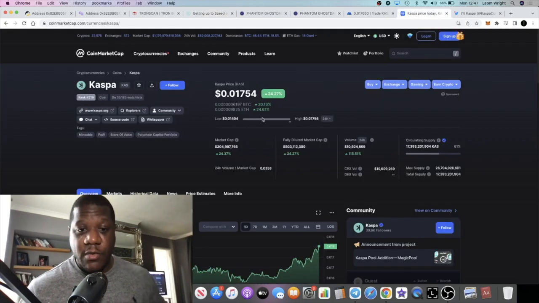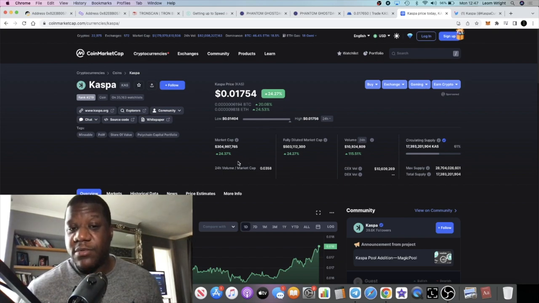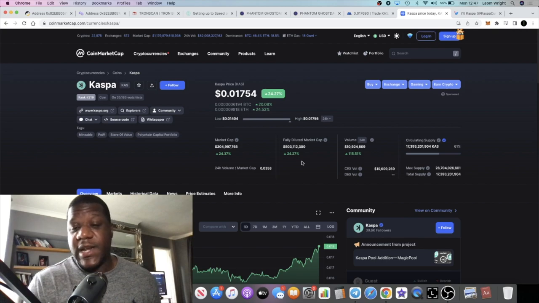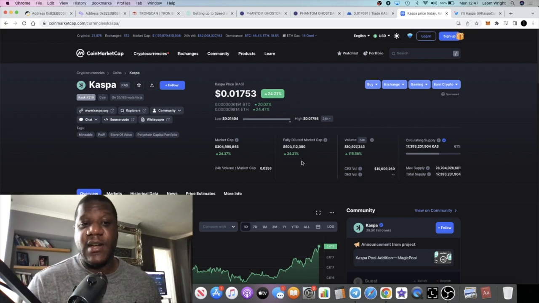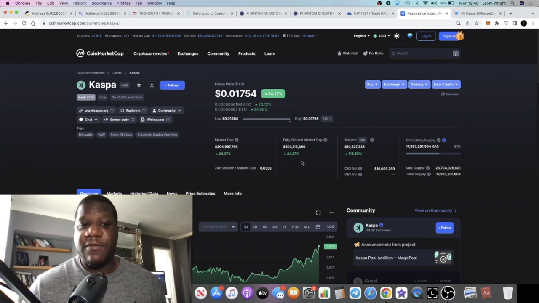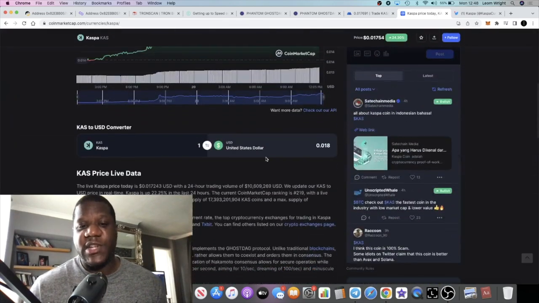It's on CoinMarketCap, sitting only at a 304 million market cap, fully diluted at 503 million. What is the potential for this to go into the billions? Some people are comparing this to being the next potential Cardano or Solana, or Solana killer or Cardano killer or whatever. There's definitely a lot of potential for this project. I don't necessarily like to say that a project is going to kill another project, but Kaspa is definitely a good looking project on the surface.